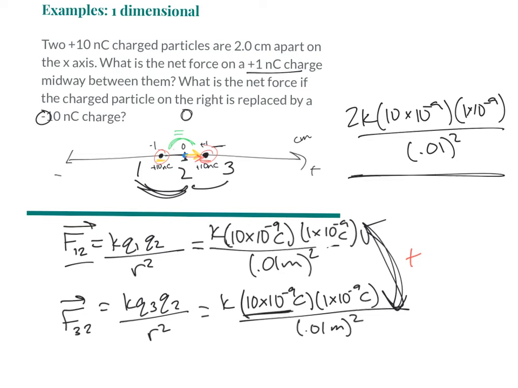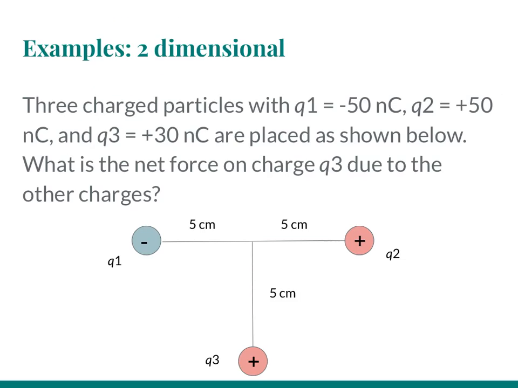But that's going to be your force. Clear as mud? Hopefully clearer, because we're about to move on to 2 dimensions. All right, this one says 3 charged particles with Q1 equals negative 50 nanocoulombs, Q2 equals positive 50 nanocoulombs, and Q3 equals positive 30 nanocoulombs are placed as shown below. What is the net force on charge Q3 due to the other charges?